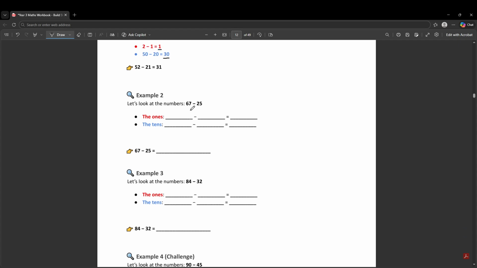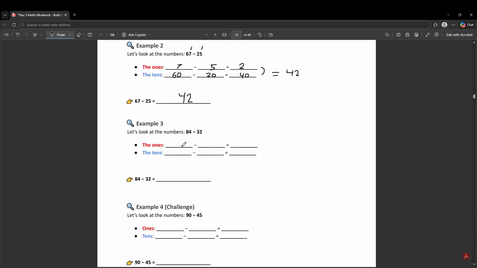So we'll have a look at these two numbers, 67 and 25. First we'll separate the ones from the tens, so we will have 7 and 5, and this will equal 2. And then we have the tens, 60 and 20, which will give us 40. So when we add these two together, our final answer is 42.